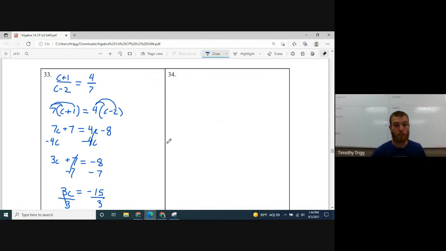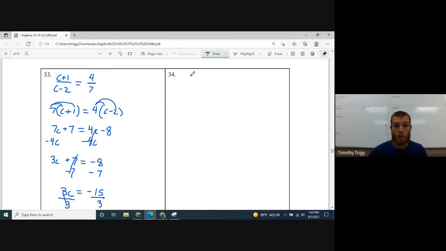Number 34. This one's a word problem. So if you can, look at your book and follow along as I read aloud. A gardener is transplanting flowers into a flower bed. She has been working for an hour and has transplanted 14 flowers. She has 35 more flowers to transplant. If she works at the same rate, how many more hours will it take her?